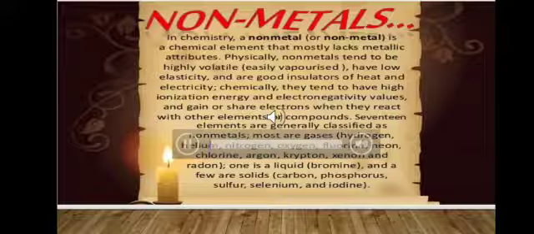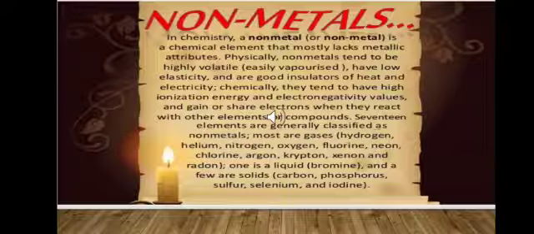Now, the next category is the non-metal. What is a nonmetal? In chemistry, a nonmetal is a chemical element that mostly lacks metallic properties. That means they do not contain any metallic property. Physically, nonmetals tend to be highly volatile, which means they can be easily vaporized, have low elasticity, and are good insulators of heat and electricity. That means they cannot conduct heat and electricity.